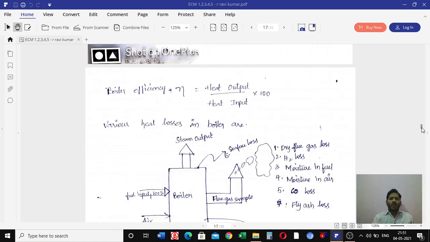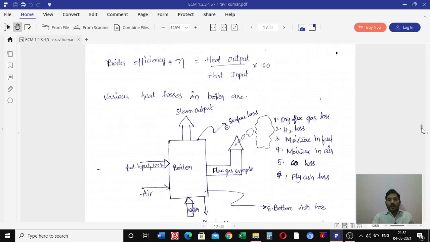Okay dear, so how do we find the boiler efficiency? Boiler efficiency is defined as the ratio of heat output to heat input multiplied by 100, then you will get the boiler efficiency. Is it right? What are the various heat losses in a boiler? There are different types of heat losses in the boiler, like dry flue gas losses, hydrogen losses, moisture in fuel losses, carbon monoxide losses, moisture in air losses, fly ash losses, and bottom ash losses.